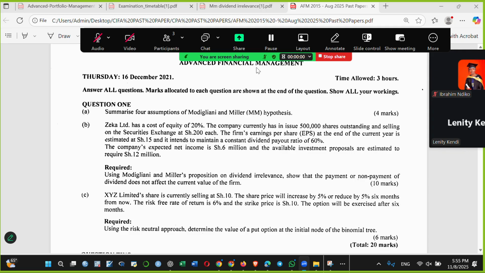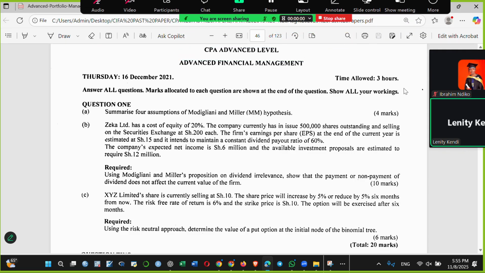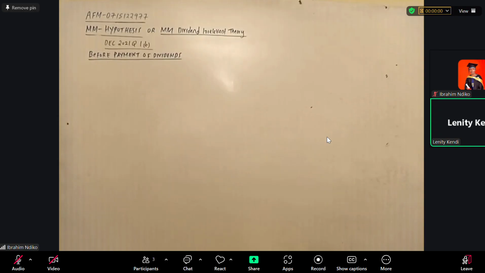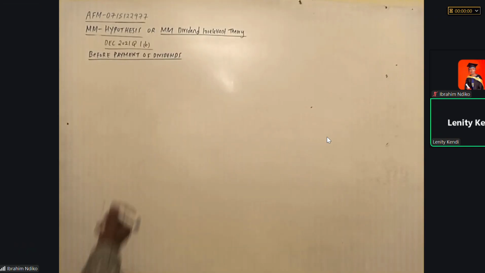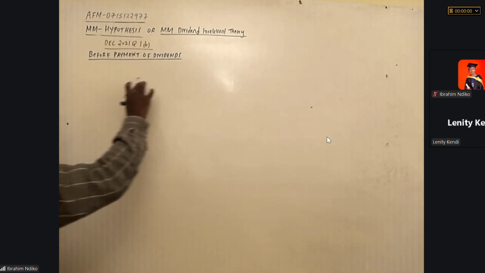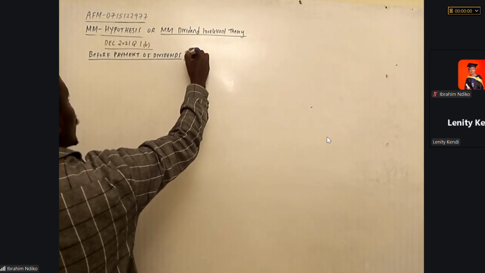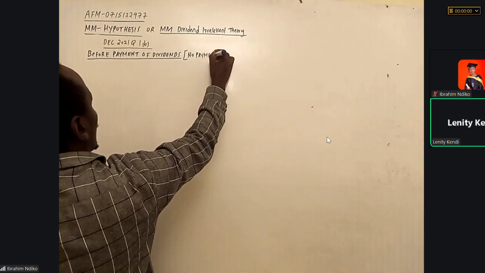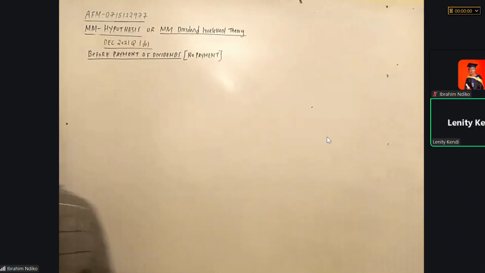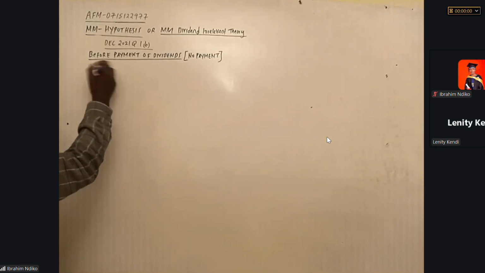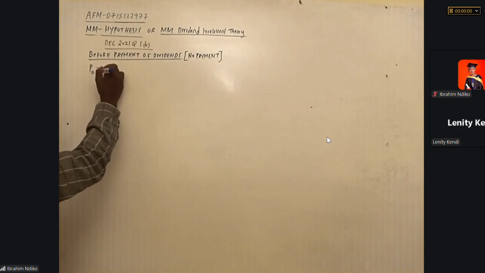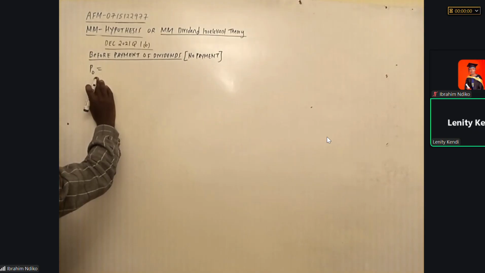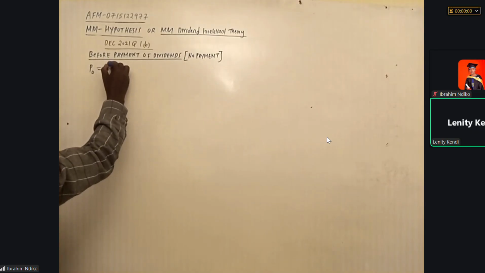So we start with the non-payment, sivyo? Yes. Yeah. So let us start with non-payment. So if the firm does not pay dividend, so this one is when no payment of dividend. So we start with computing number one, P0. Do you remember the formula of P0? P0 is the current market price. Sawa. Yeah. This one is the current market price.